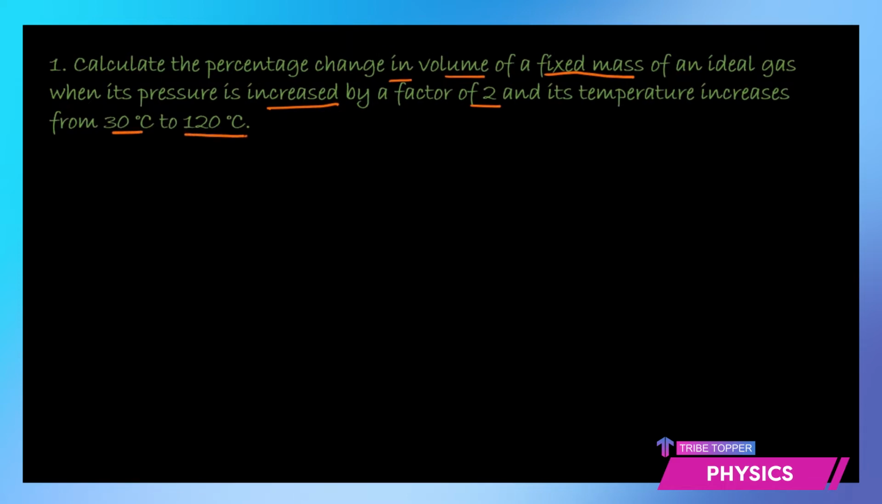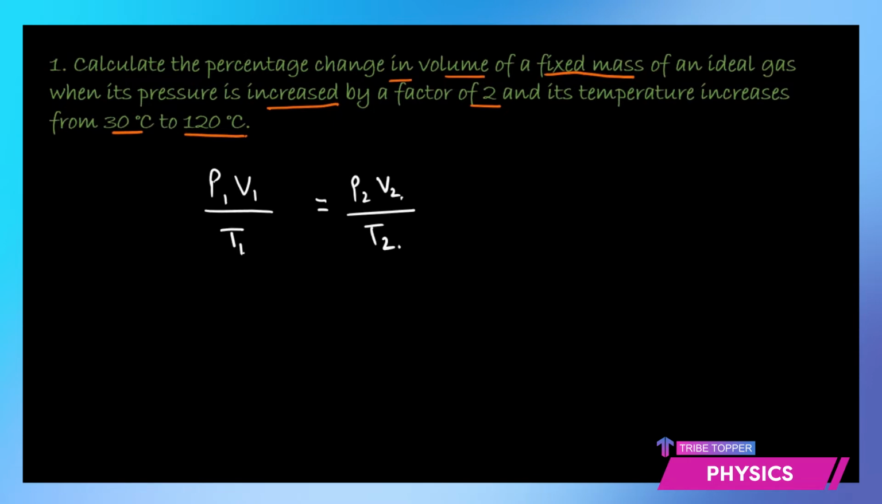Now, first of all, it's a fixed mass of an ideal gas. You will keep n as constant and we will use the equation which we did in the last session. P1 V1 over T1. That's the equation of state of an ideal gas. PV is equal to nRT. n is constant, R is a constant. So that gives you that P1 V1 over T1 is equal to P2 V2 over T2.